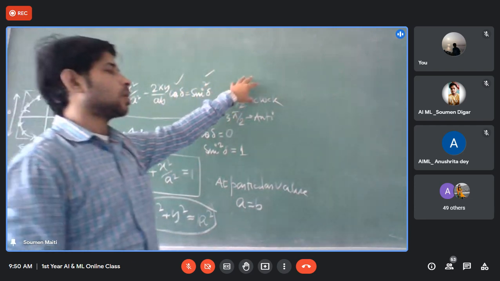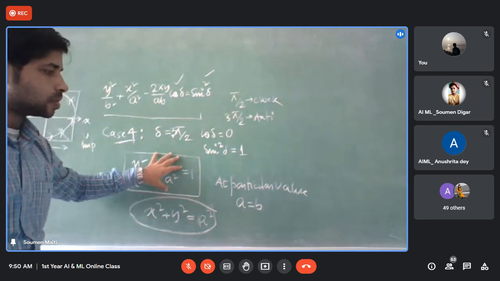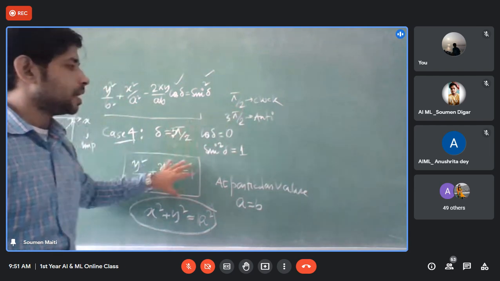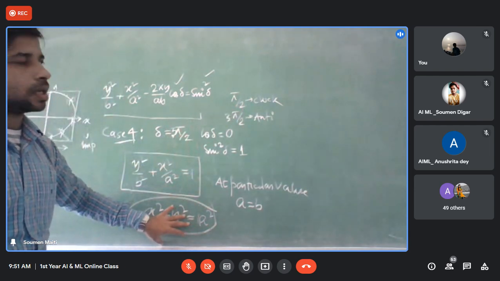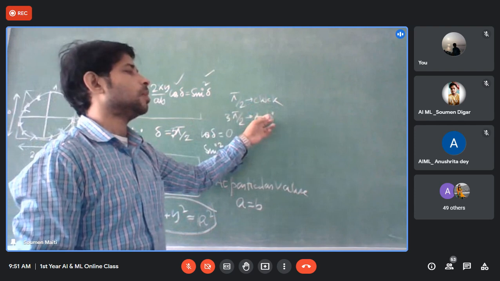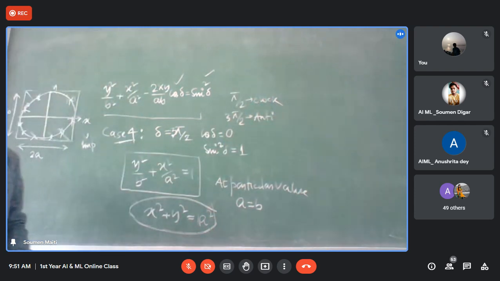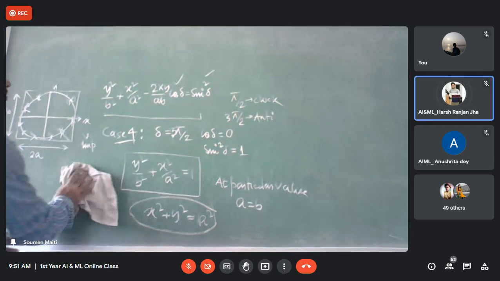For pi by 2 it will be clockwise, but it will be an ellipse, and at a particular value it will be a circle. At 3 pi by 2, it will again be an ellipse, at a particular value it will be a circle, but for 3 pi by 2, it will be anti-clockwise, and for pi by 2, it will be clockwise. Is it clear to everyone? Yes, sir.